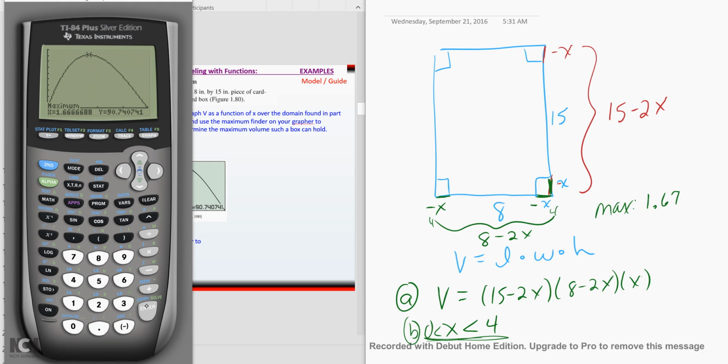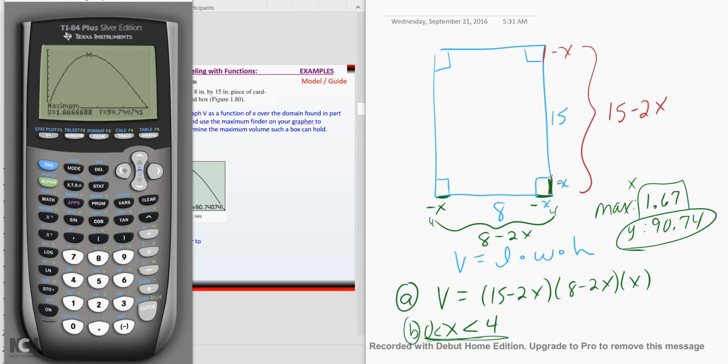We'll round it. And for y, you get 90.74. What that means is I will get a maximum volume of 90.74, whatever units we're in, inches cubed, if you cut out 1.67 inches off from each square. That will give you the maximum volume ever.